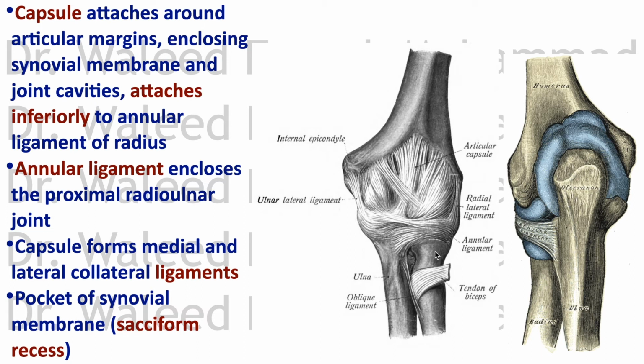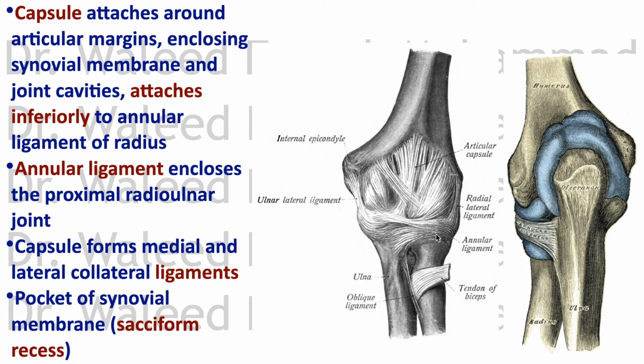Be careful with this. The capsule does not attach to the radius, it attaches to the annular ligament, which is around the head of radius. This is a very good point. You do not forget this. The annular ligament starts from the ulna and goes around the head of radius, encloses the head of radius, but it's not attached to it, and goes back to the ulna.